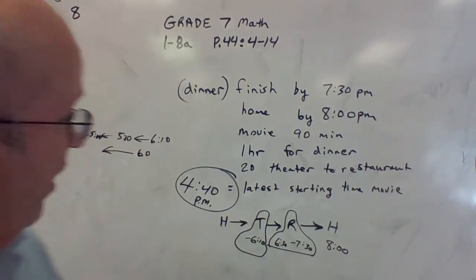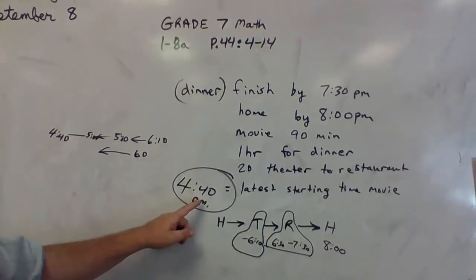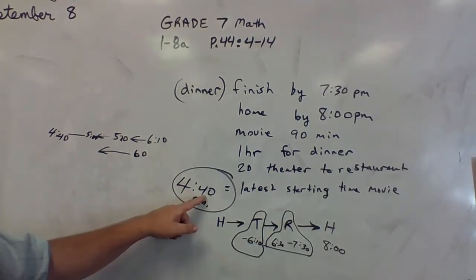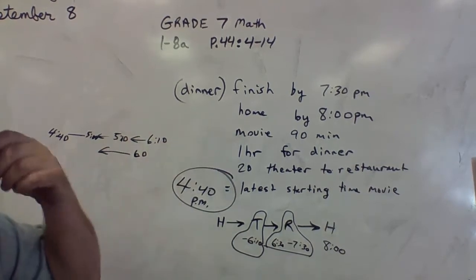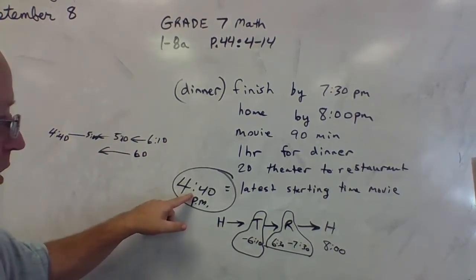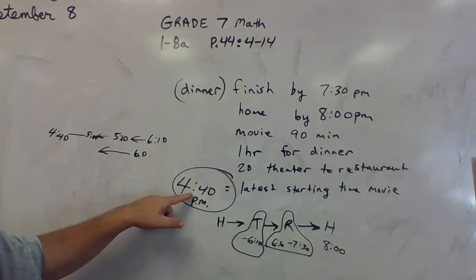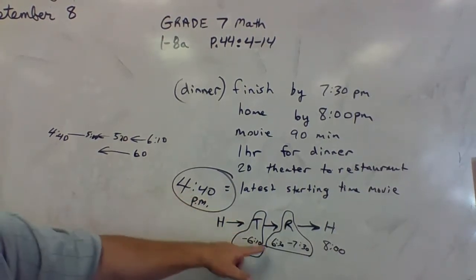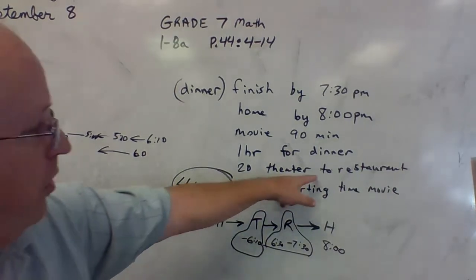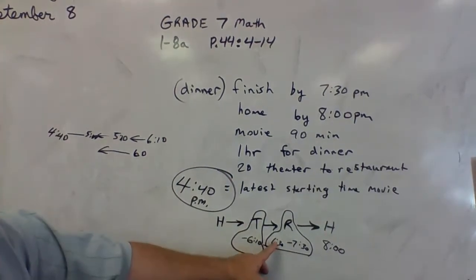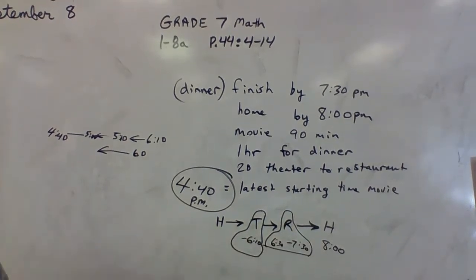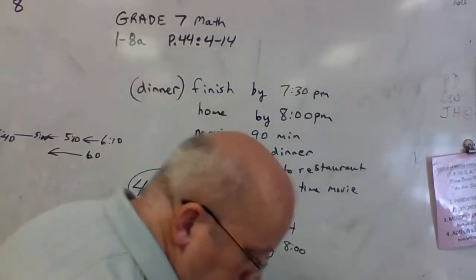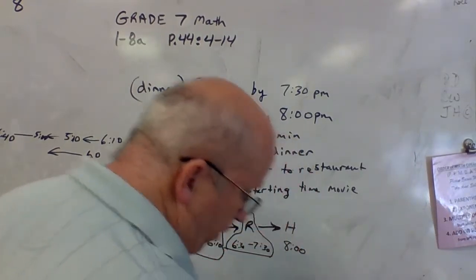Now let's make sure it makes sense. Let's go the other direction. If the movie's at 4:40, the start time, and the movie's 90 minutes long, if I go ahead an hour from 4:40, that's 5:40. Another 30 minutes past 5:40 would take us to 6:10. And then 6:10 to 6:30, I would be walking from the theater to the restaurant. And then I'm eating at the restaurant for an hour. That would give me 7:30, and I could get home by 8. So 4:40. Okay, let's go on to page 44.